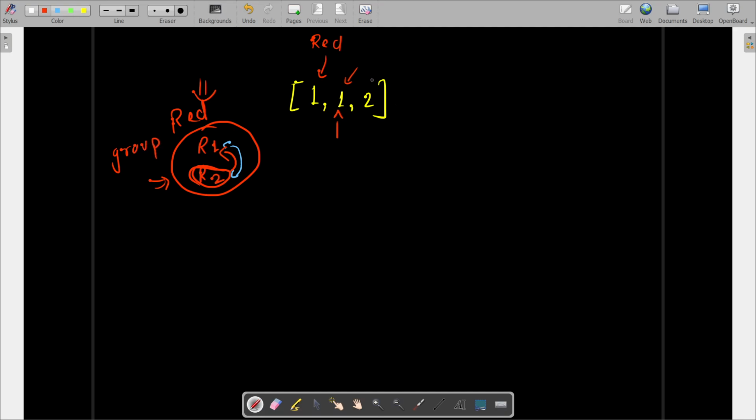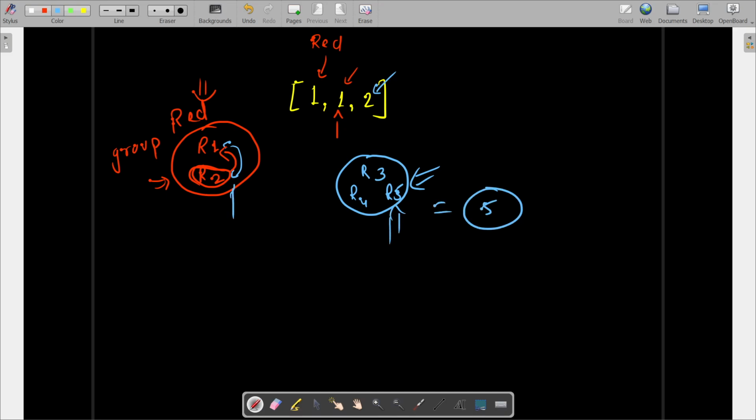Now we went to one more rabbit and asked him, and he said two. Let's say it was a blue category, so in total there are three rabbits. Let's write R3, R4 and R5, because it said there are two other rabbits like him. So we have two rabbits in this group and three rabbits in this group, and at the end we have 5 as our answer.